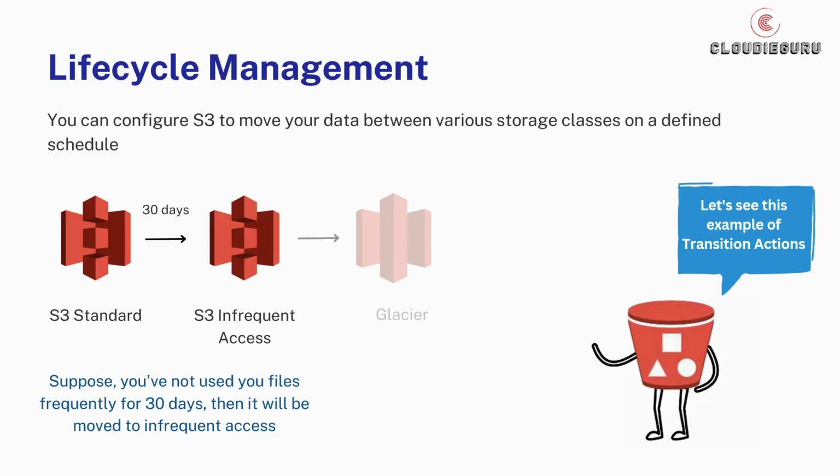Let's understand this with a simple example. Initially, suppose our data is stored inside the S3 Standard Frequent Access storage class. Now suppose that we have not used that data frequently for 30 days. So the data will be automatically moved to S3 Infrequent Access. By configuring our S3 bucket to shift the infrequently accessed data to the S3 Infrequent Access storage class after 30 days, we can achieve this.